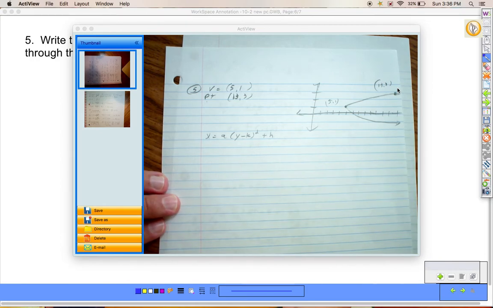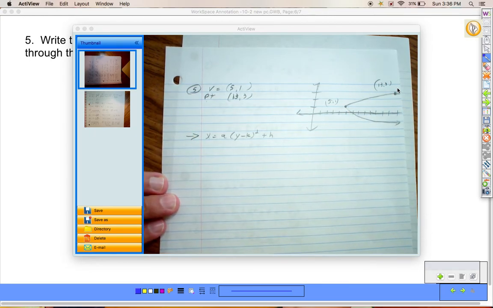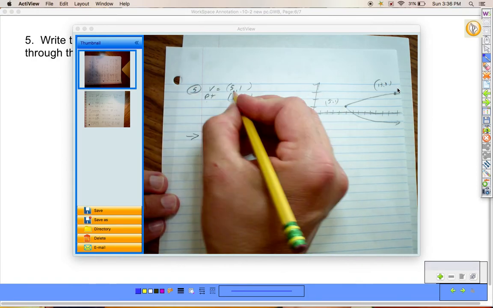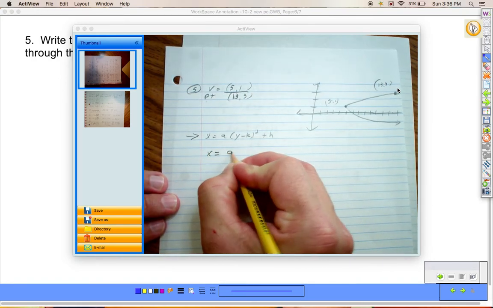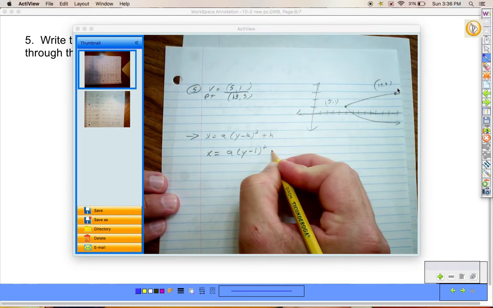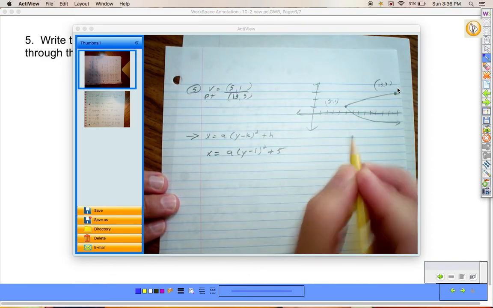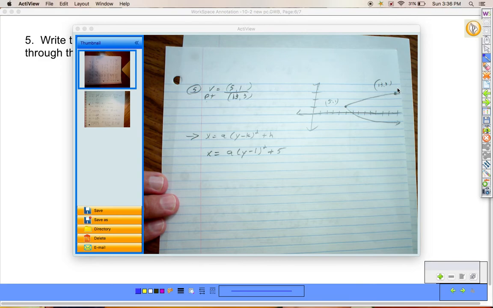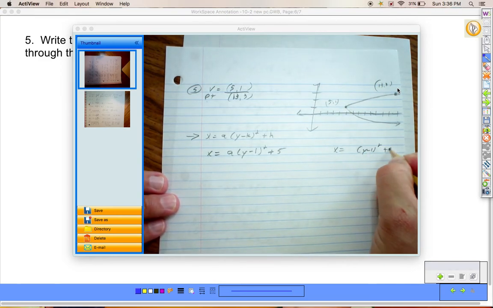What I want to do is write it in HK form. What I need to know is since it opens to the right, it's an x equals formula. I know my vertex, so I can go x equals a, y minus my k value, which is 1, squared, plus my h value, which is 5. So that's going to be my answer. It's going to be x equals something, y minus 1 quantity squared plus 5. I have to find that something.